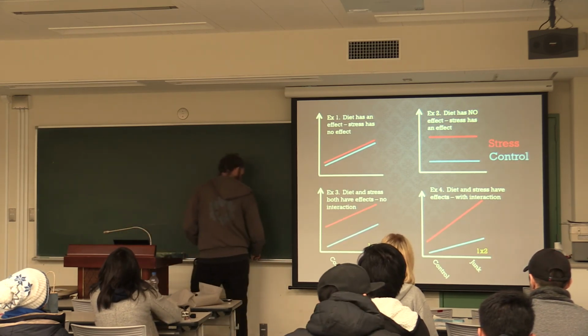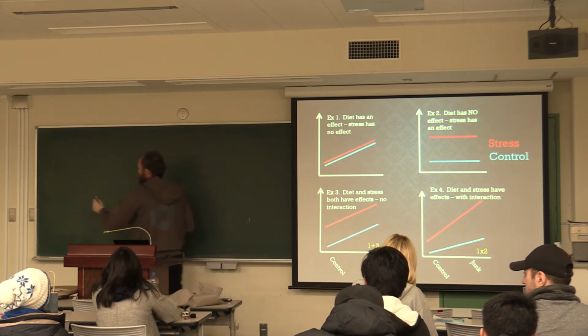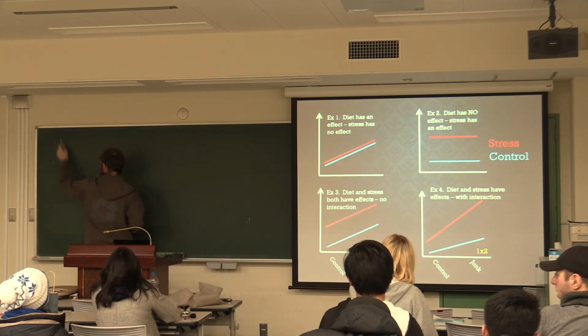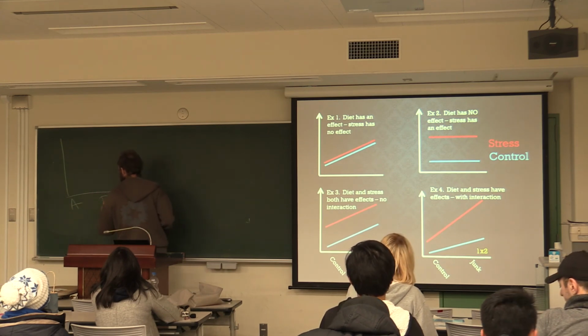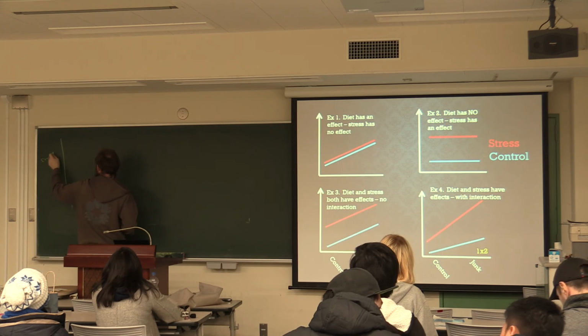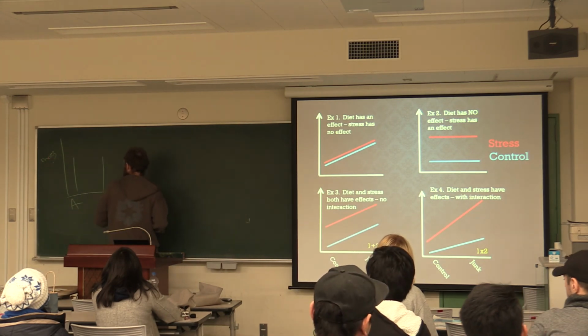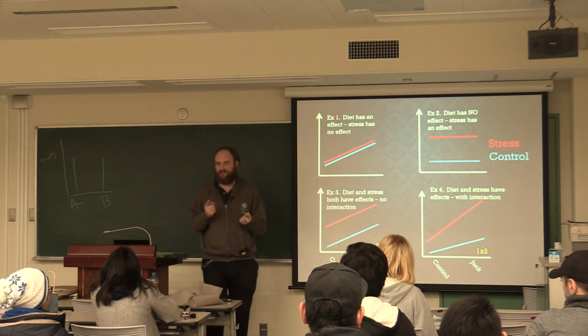We can plot out a graph, right? If we've just got one factor, A versus B, and then ink mass, okay? Easy, right? One factor.